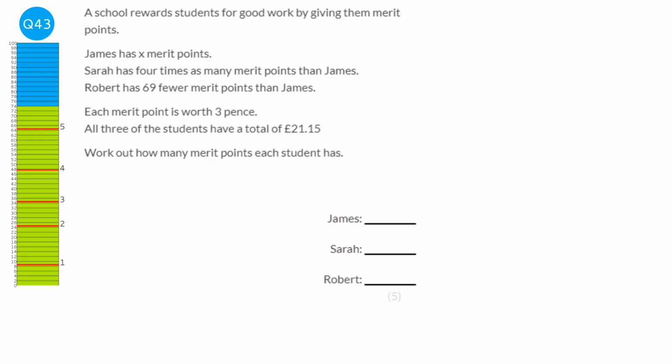There's a lot going on with this question, so I'm going to start off by having a look at the total amount of money. I'm going to do this in pence, so 2115 pence. If each merit point is worth 3 pence, then we can work out the amount of merit points by doing 2,115 divided by 3. That gives us 705. So there's 705 merit points.